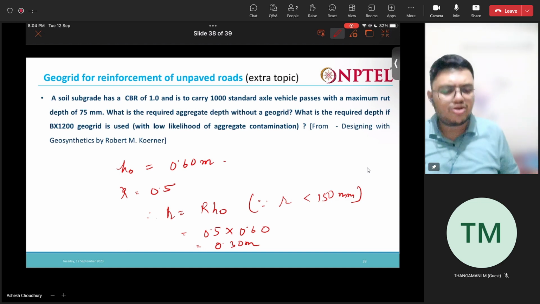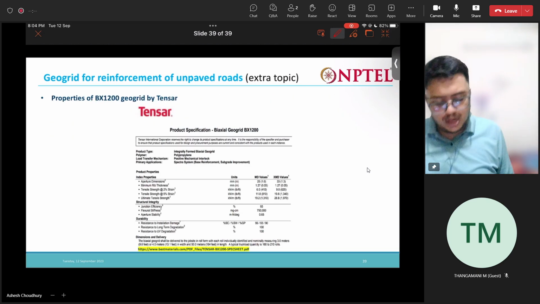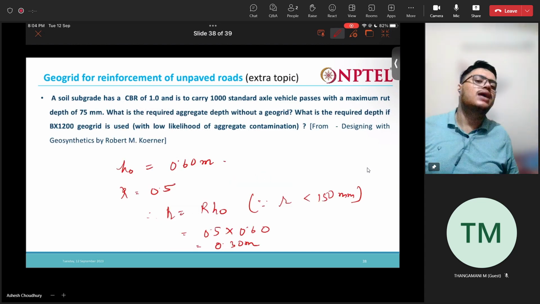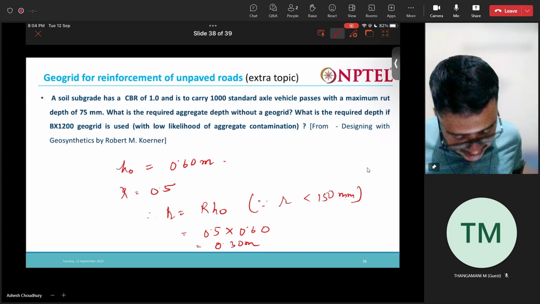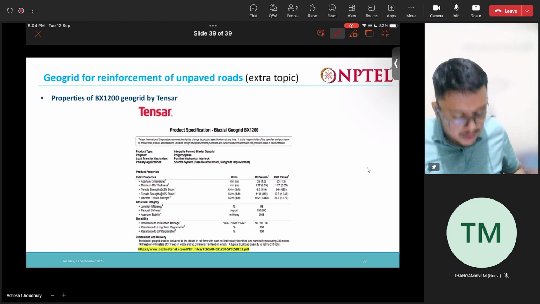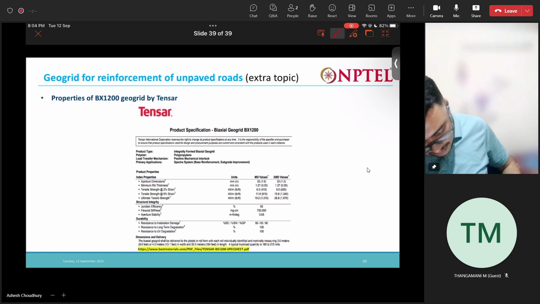So just for your knowledge, you can go through this at a glance. Now, if you were wondering what BX1200 geogrid is, it is nothing but a biaxial geogrid, a product of the Tensar company. Just for your information, I have given the specification of this BX1200 geogrid here. You can see the aperture dimension, minimum rib thickness, and the tensile strength at various strain percentages. The ultimate tensile strength is given.